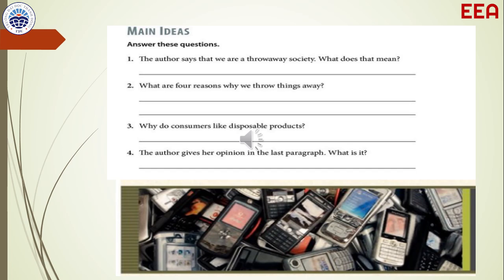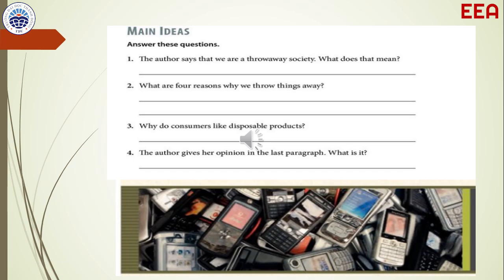You have listened to the reading once. Now can you read it again and do the exercise? The first exercise is about main ideas. There are 4 questions in this part. Now read the reading text again and answer these 4 questions.